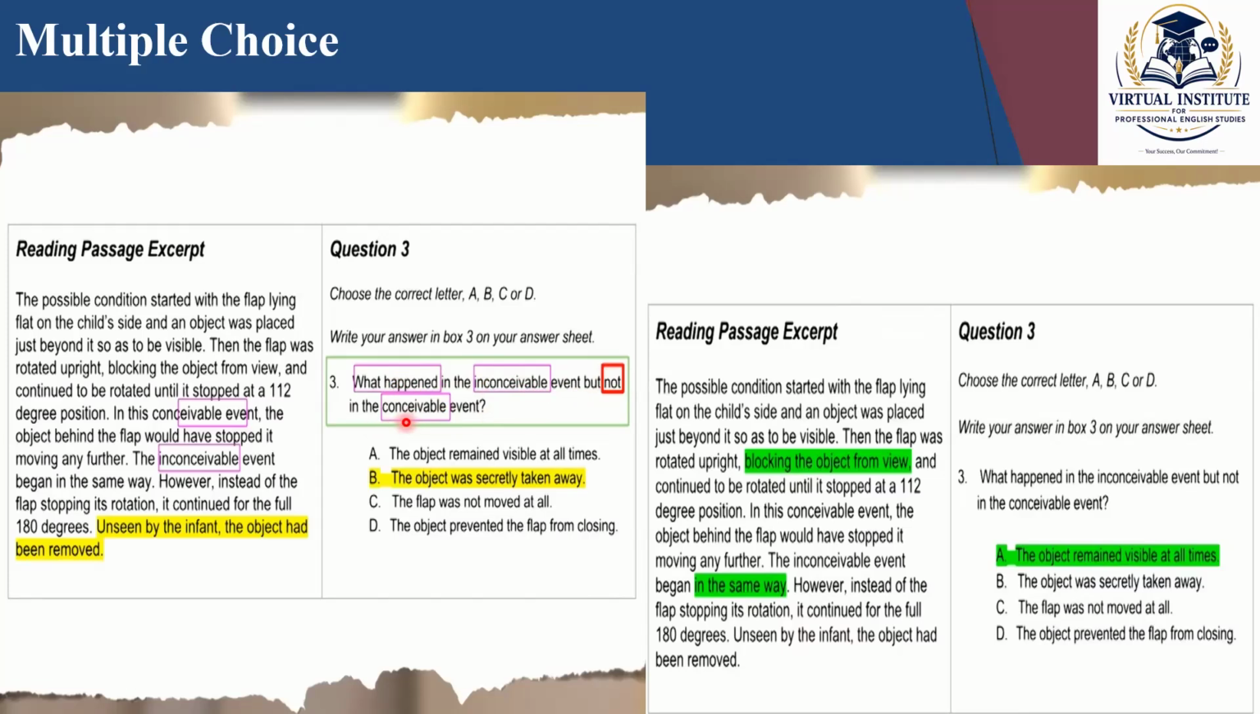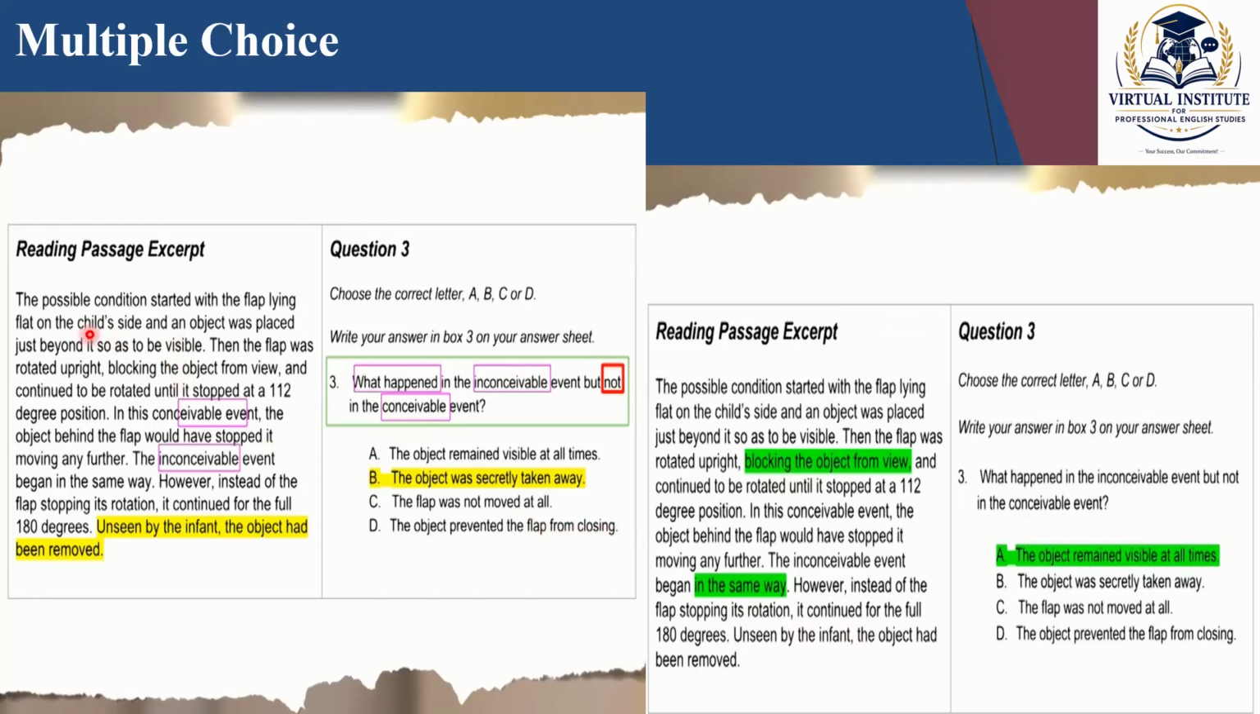Not inconceivable according to the spaces are relevant, and happened and inconceivable are relevant. Are you getting my point? Okay. So this is the technicality. Now, option A is the object remained visible at all times. Option B is the object was secretly taken away. C is the flap was not moved at all. D, the object prevented the flap from closing.